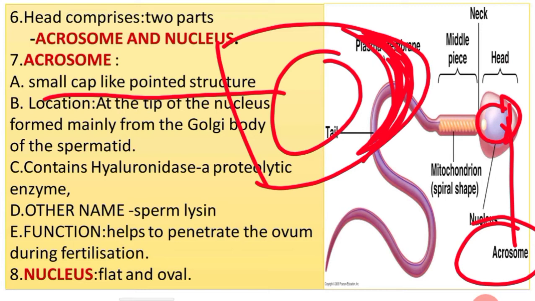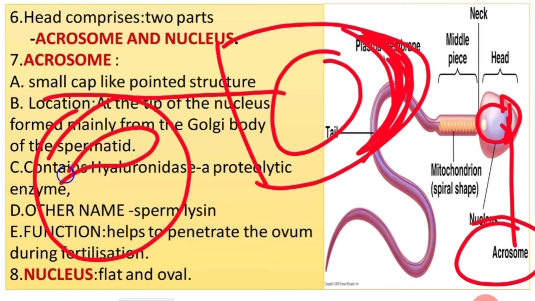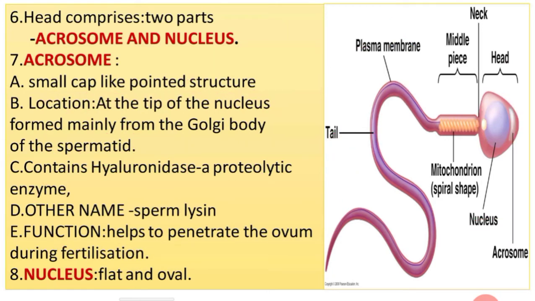We already recalled in the last video that when it is in the form of spermatid, the Golgi apparatus will be there. The Golgi apparatus is converted or matured into the acrosome. Yes, got it? One word question in NEET. So the acrosome is formed from the Golgi complex.